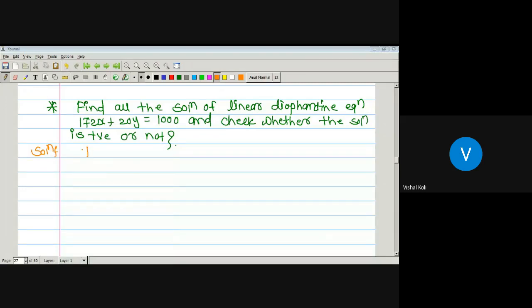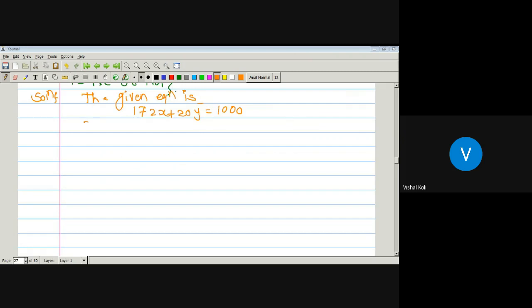The given equation is a linear Diophantine equation, so first we have to check whether it has a solution or not. For that we compare this with ax plus by equal to c, and we get the value of a is 172, b is 20, and c is equal to 1000.